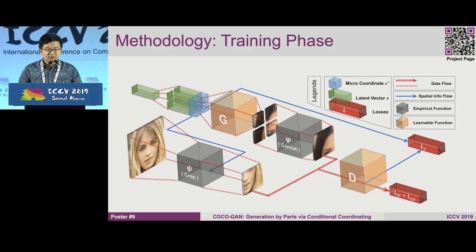On the discriminator side, we directly concatenate multiple small patches together to form a larger patch. The discriminator learns to discriminate this larger patch, and notice that the full images are never generated during training.